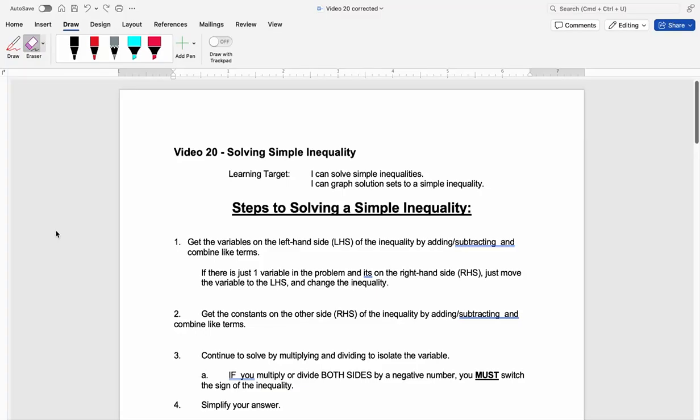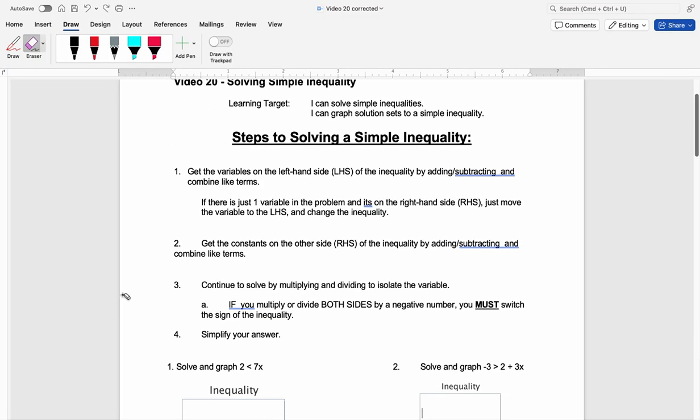Today we will focus on solving simple inequalities. Now, in order to solve simple inequalities, we're going to give you just some steps to consider. First of all, solving simple inequalities is similar to solving equations.